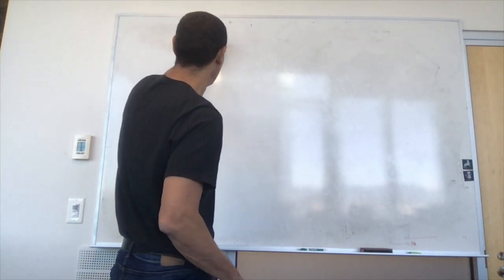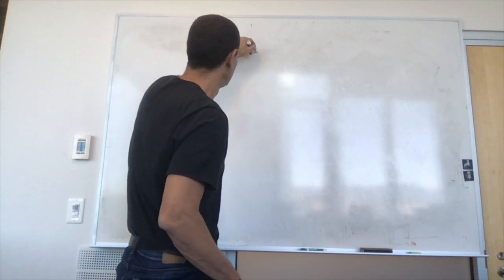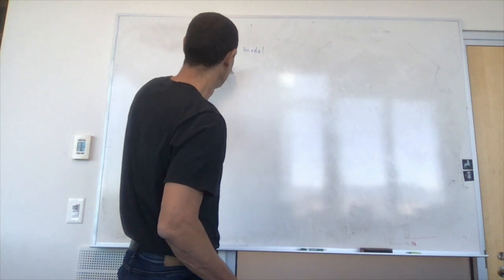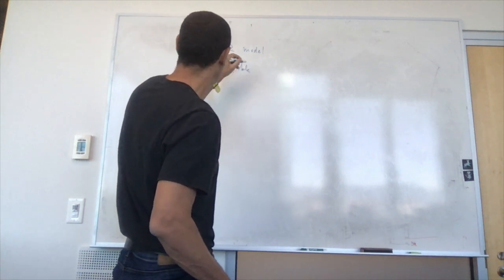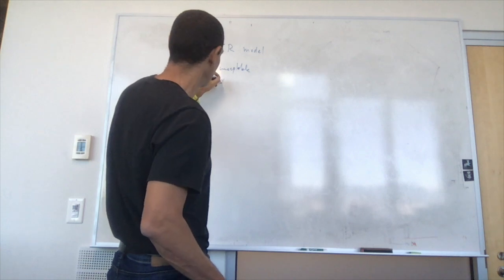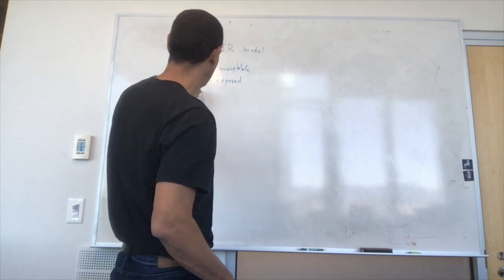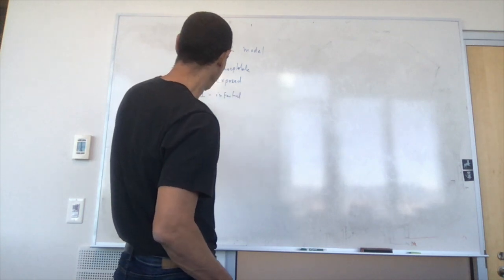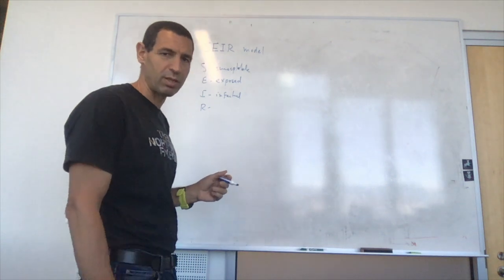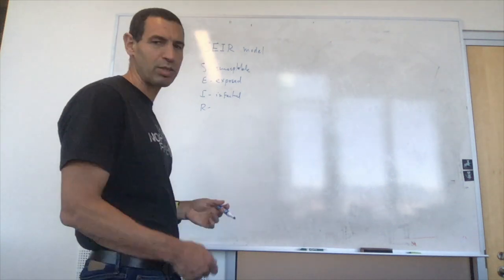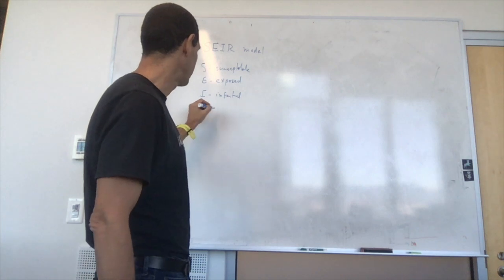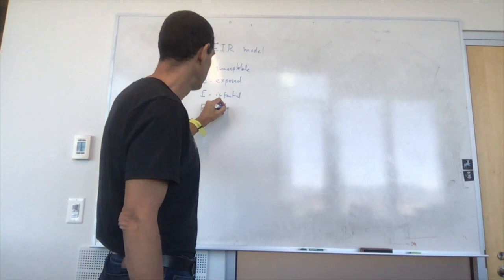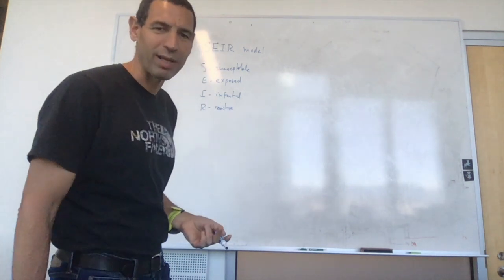SEIR model, where S stands for susceptible, E stands for exposed, I stands for infected, and R, which we're not going to be dealing with because in principle it's not really an interesting part of the model itself. It's usually the people that are out of the game, whether they are resistive, or really the dead people that are out of the game.